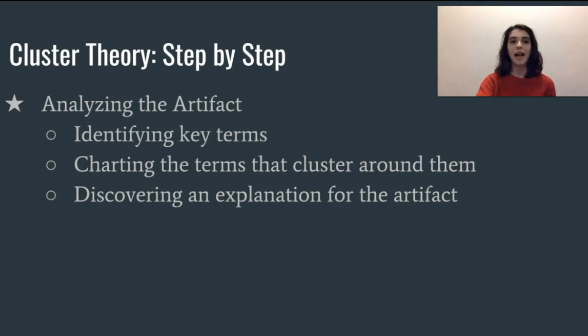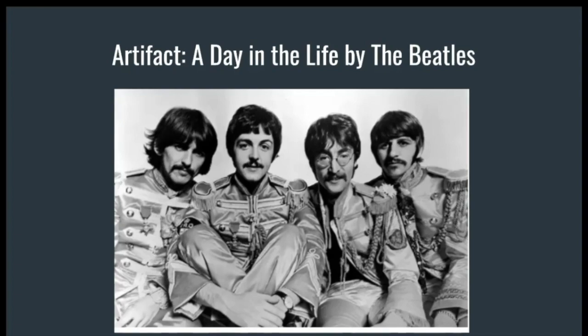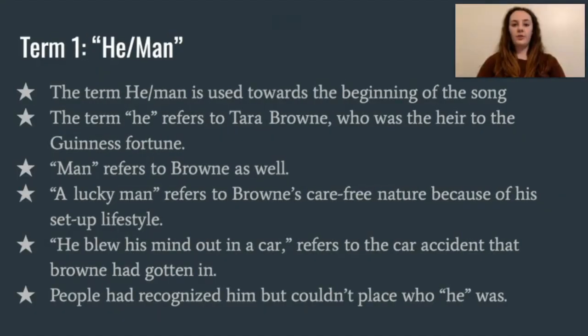And with that, let's dive into our artifact, A Day in the Life by the Beatles. He/man was chosen because it is a noun, as well as it is repeated throughout the beginning of the song. The writers of the song, John Lennon and Paul McCartney, were close personal friends of Tara Brown, of which this song is about. Anytime they mention he or man in the song, they refer to Brown.